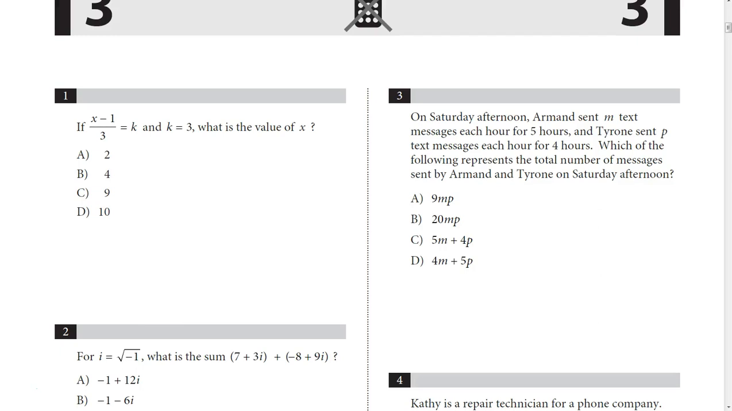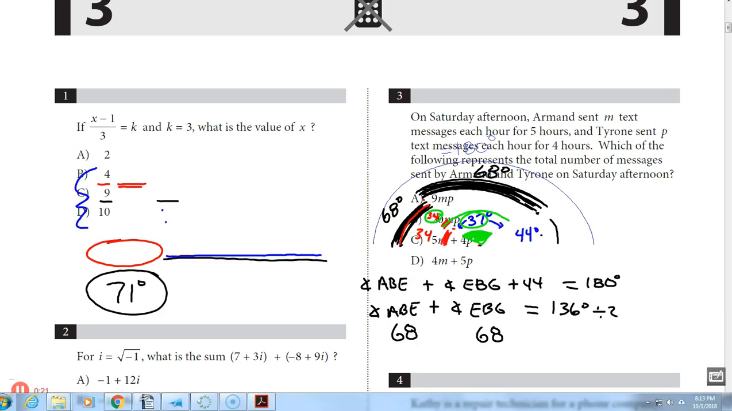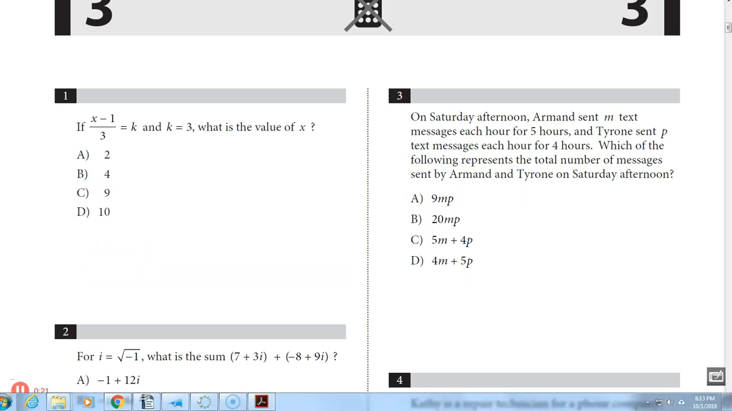Number 1, if (x minus 1) divided by 3 equals k and k equals 3, what is the value of x? So looking at this problem, there's a couple different ways to solve it. The first thing I see is that I have an equation here, (x minus 1) divided by 3 equals k, and then they tell me what k is. So I'm just going to substitute that in there. So I have (x minus 1) divided by 3 equals 3.